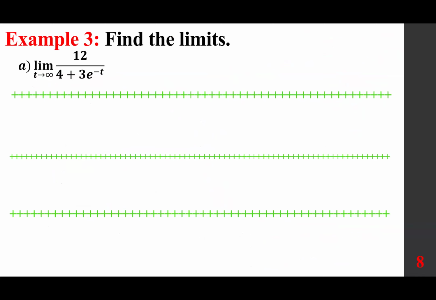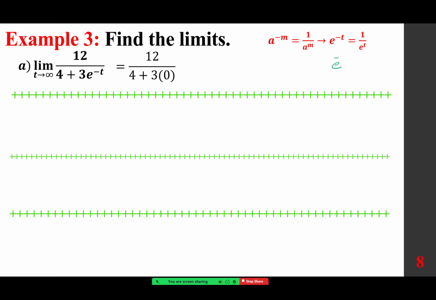Now, when we plug in, e to the power of minus infinity becomes 0 because a to the power of minus m equals 1 over a to the power of m. e to the power of minus t is 1 over e to the power of t, and therefore e to the power of minus infinity is 1 over e to the power of infinity, which makes it 0, and the answer is 12 over 4 over 3.